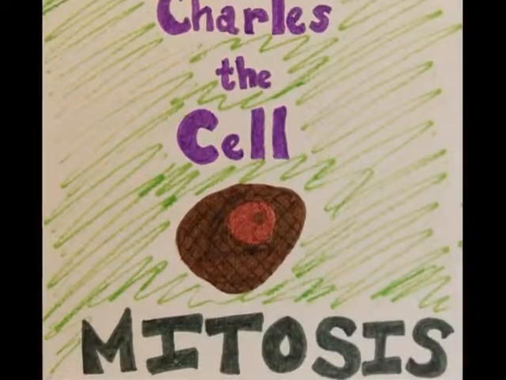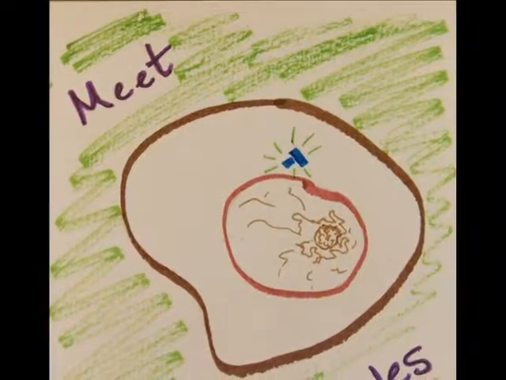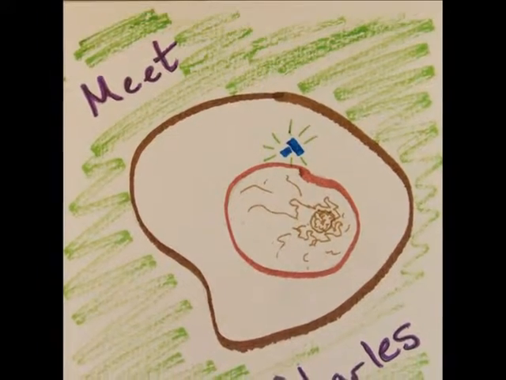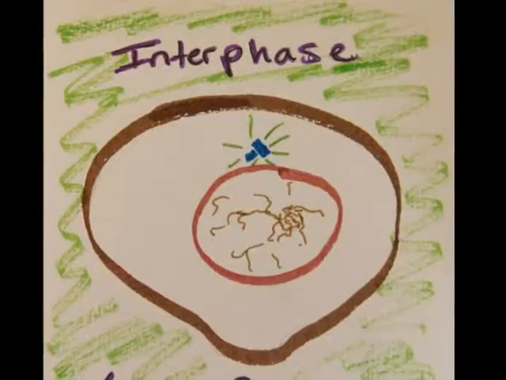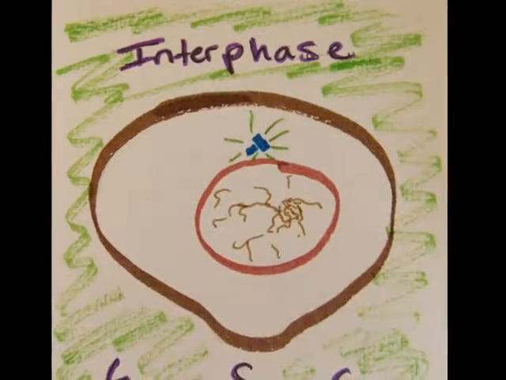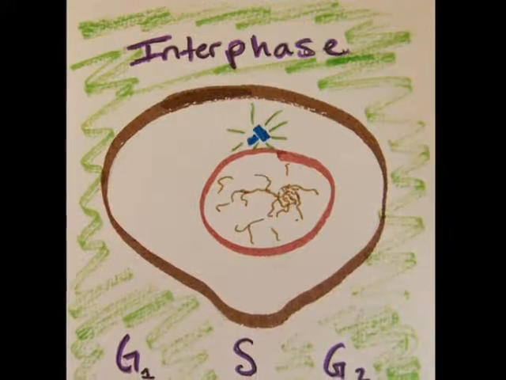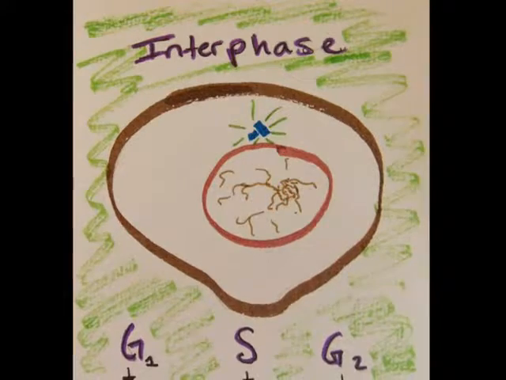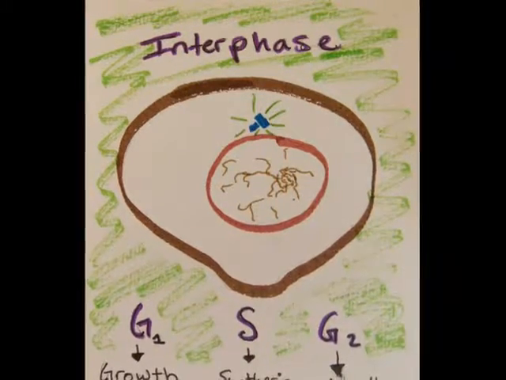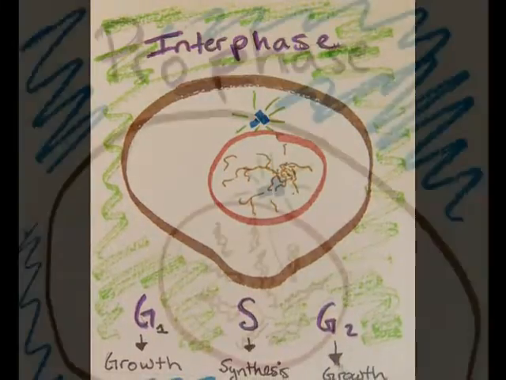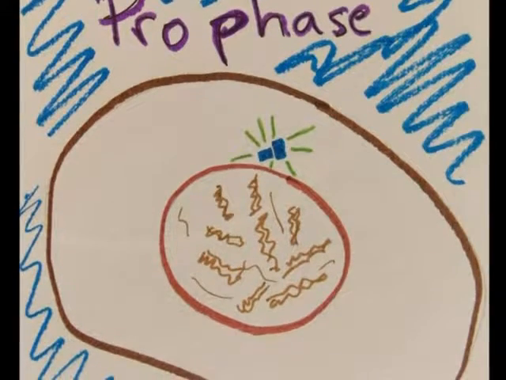Charles, the cell, mitosis. Meet Charles. Currently, he's engaged in metabolic activity and getting ready for the first phase of mitosis. Before mitosis occurs, the cell goes through 3 phases which are collectively termed interphase. Inter means between. The interphase is the composite phases of growth and synthesis which occur between mitosis and the first growth phase, or G1.